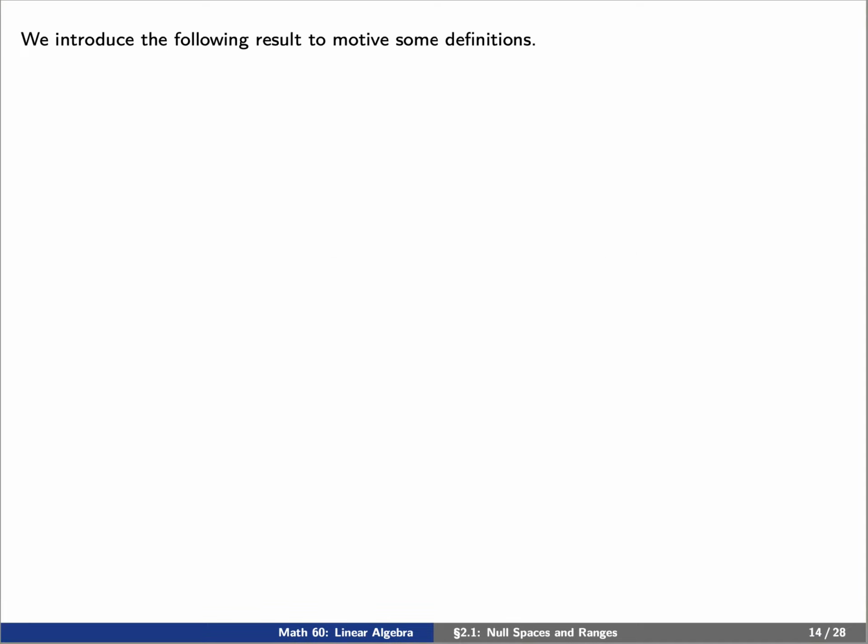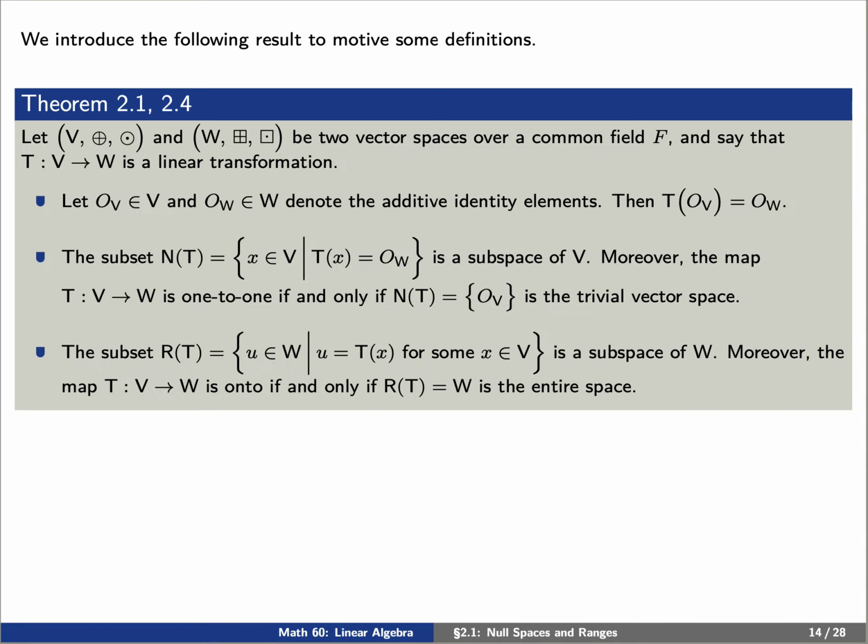Let's introduce the following concept in order to motivate some definitions. Let V and W be two vector spaces over a common field F, and let's say that T is a linear transformation going from V to W. Let's denote 0_V as the additive identity element of our vector space V, and 0_W as the additive identity element of our vector space W. Then T of 0_V equals 0_W.